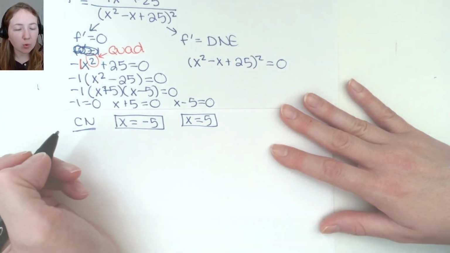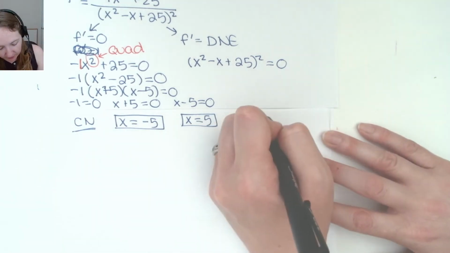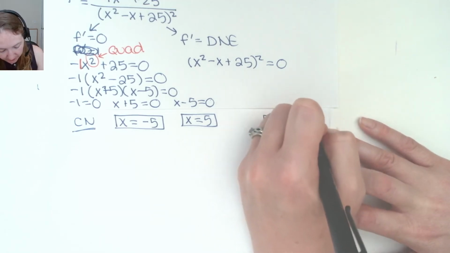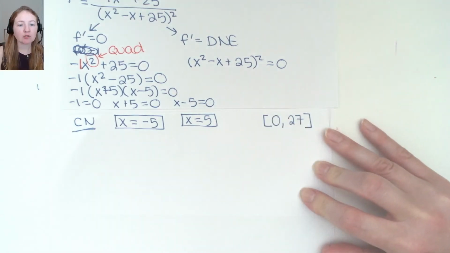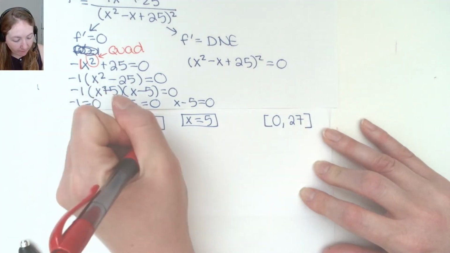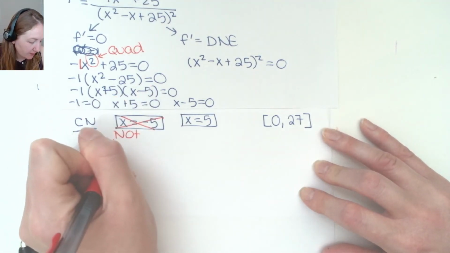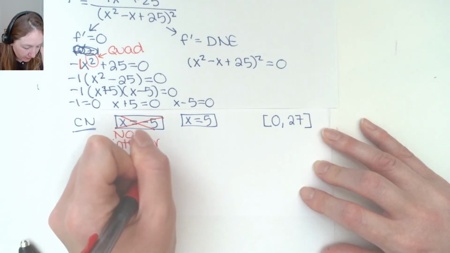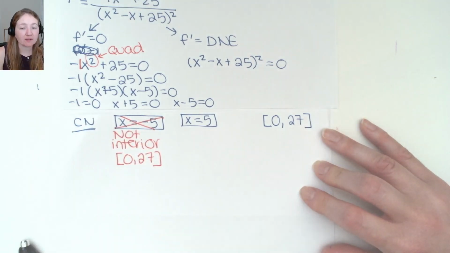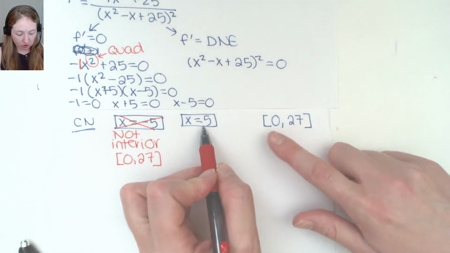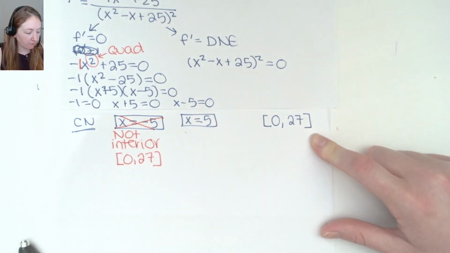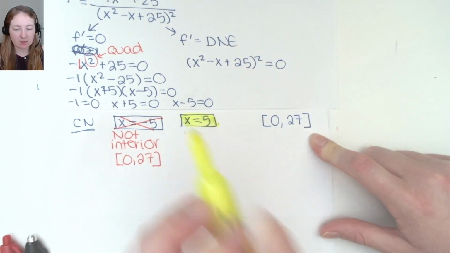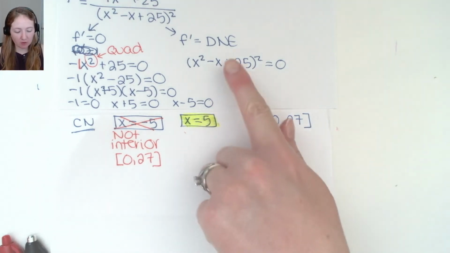And the thing that is important to notice here is that the interval that we're working with is 0, 27. So when you're thinking about the domain of 0, 27, -5 is not interior, it's not inside the 0 to 27. So we're not going to test the -5. We're not going to consider that a critical number. The only critical number that's actually in the interval 0 to 27 is the 5, and so that is going to be the critical number. I'm going to make a separate video for this does not exist case.